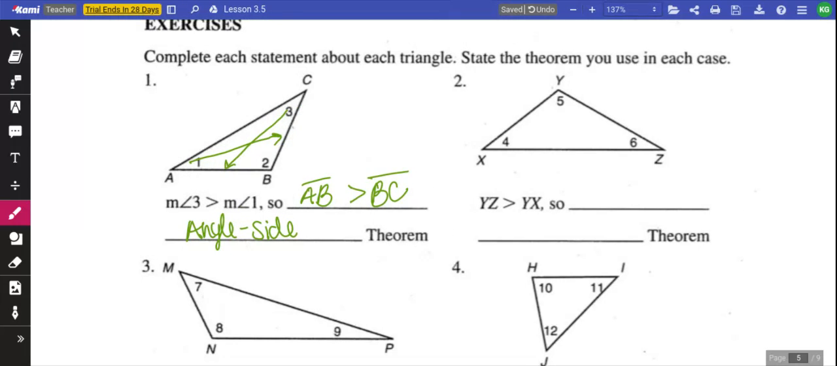This one says that YZ is longer than YX. So if YZ is longer, then angle 4 is bigger than angle 6. That's the side angle theorem.